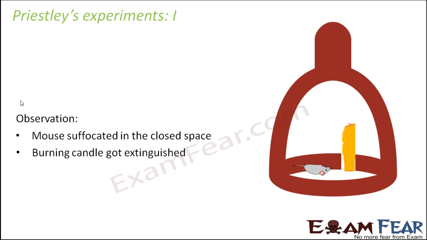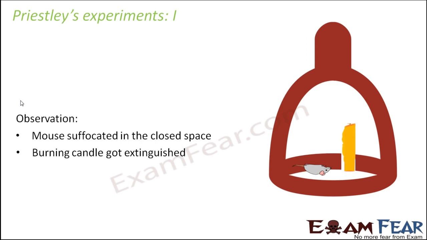Now he started thinking, what was actually happening inside? Why did the mouse suffocate? Because the mouse is a living organism and it needs oxygen. So it needs to breathe in oxygen. When the space was closed, it proved that the mouse used up all the available oxygen inside the bell jar. When all the oxygen was used up, there was no more available to it, and therefore it started to suffocate and finally died.